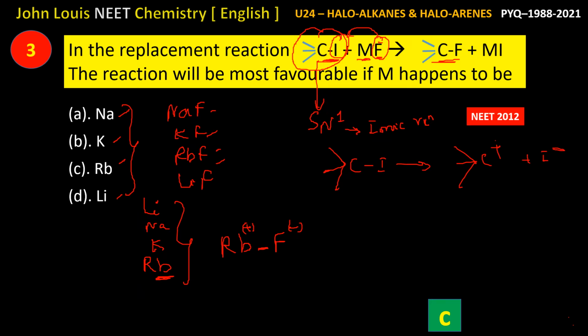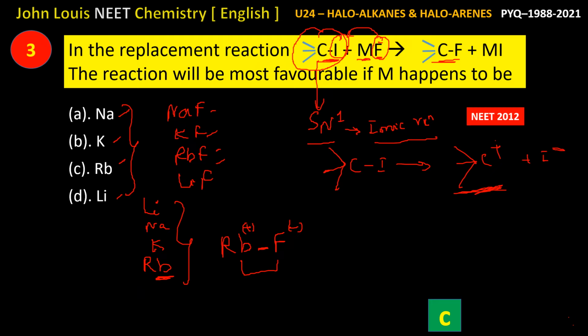See SN1, the tertiary halogen compound will undergo SN1 reaction. This is an ionic reaction. So therefore it forms a carbocation. And in MF, that should be more ionic. Among the four metals given here, rubidium fluoride is more ionic.